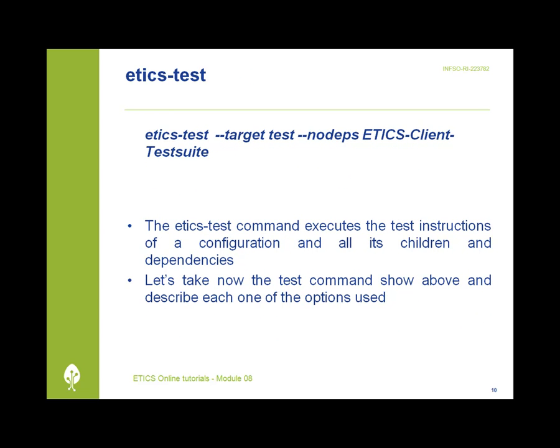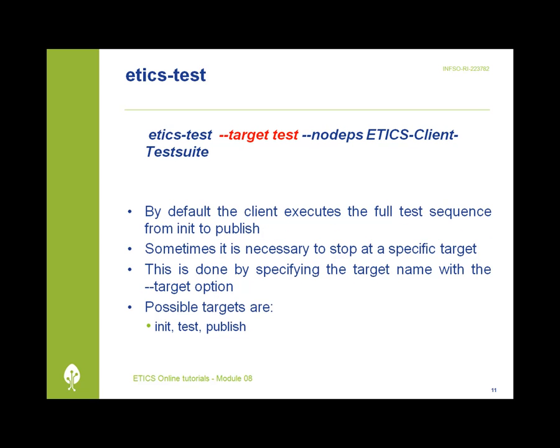The ETICS test command executes the test instructions of a configuration and all its children and dependencies. Let's look at some more options for the ETICS test command. By default, the client executes the full test sequence from init to publish. Sometimes it is necessary to stop at a specific target without completing the full sequence. This is done by specifying the target name with the target option. The possible targets are init, test and publish.